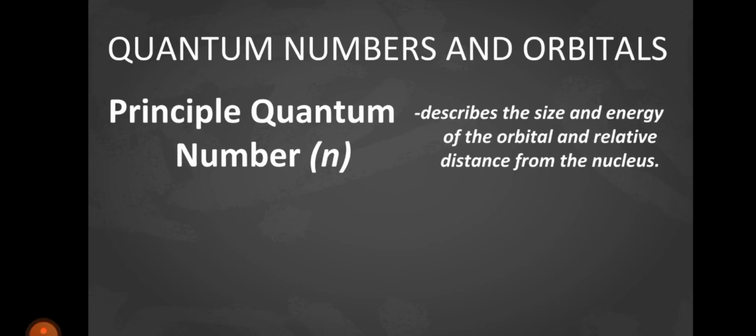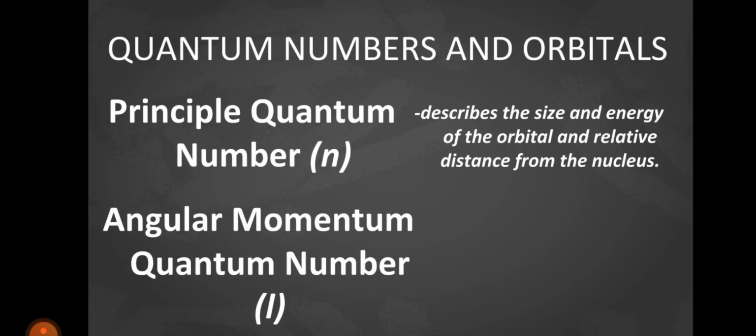It describes the size and energy of the orbital and relative distance from the nucleus. So, yung possible values ng n ay pwedeng maging 1, 2, 3, 4, 5, and so on. Sila yung mga positive integers. Kapag mababa yung value ng n, mas mababa yung energy level. Mas malapit doon sa nucleus.